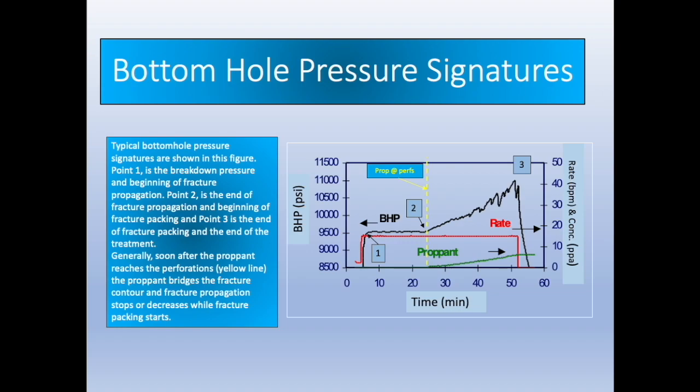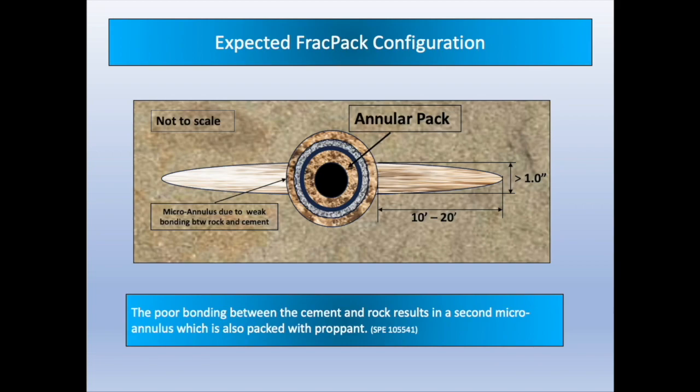Generally, soon after the proppant reaches the perforations, yellow line, the proppant bridges the fracture contour and fracture propagation stops or decreases while fracture packing starts. This figure shows typical bi-wing fracture lengths and proppant widths.